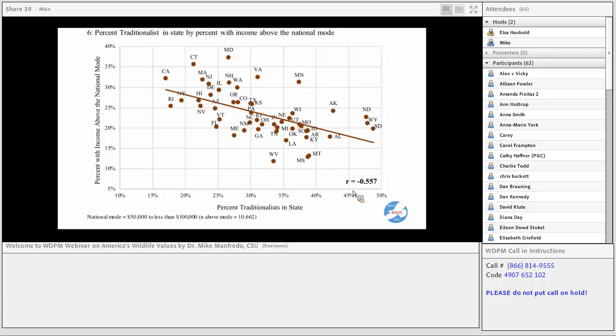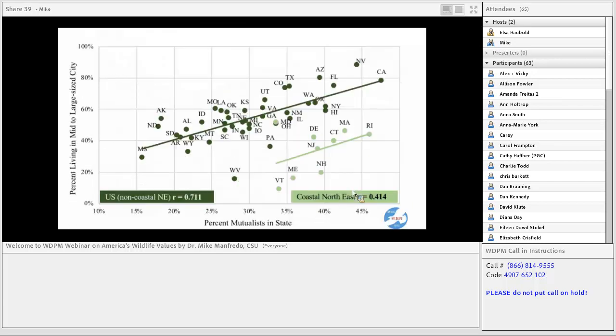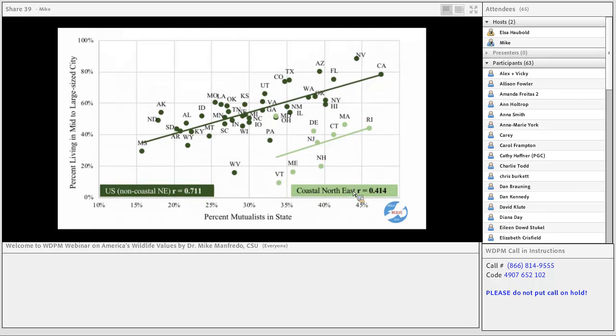So why does the country look the way it does? Why does the value composition look the way it does in the U.S.? Here are the answers that we have. Here's an example of urbanization. This shows the percent mutualist in the state on the x-axis, and then the percent living in a mid to large city on the y-axis. And here you see this positive relationship.